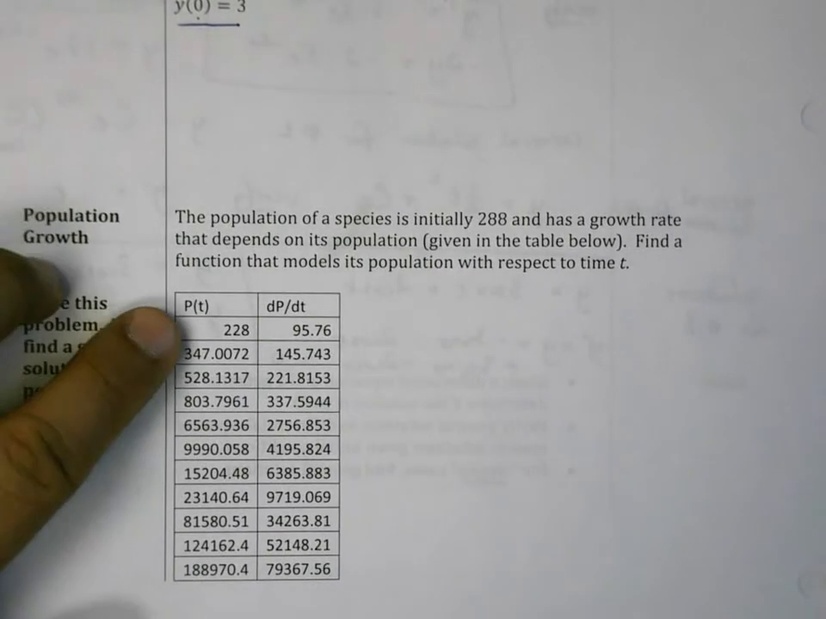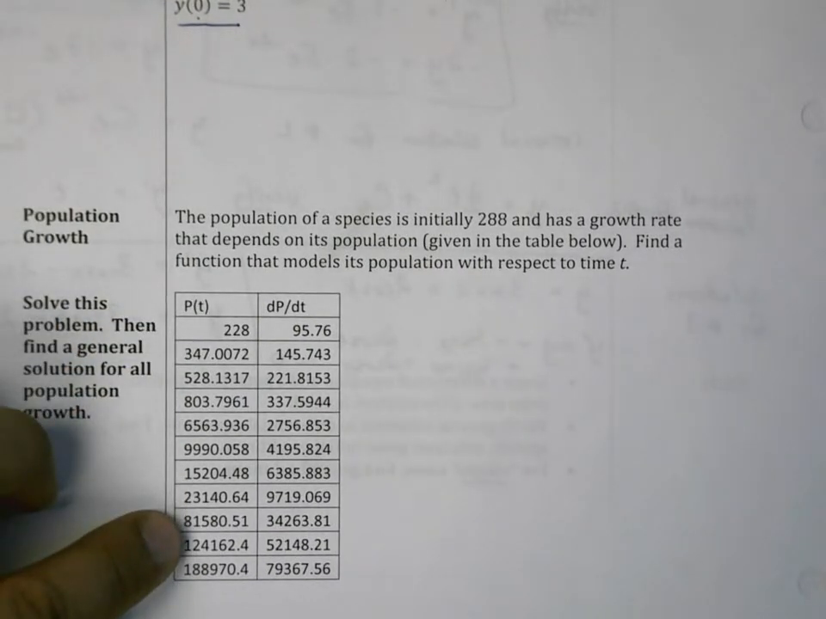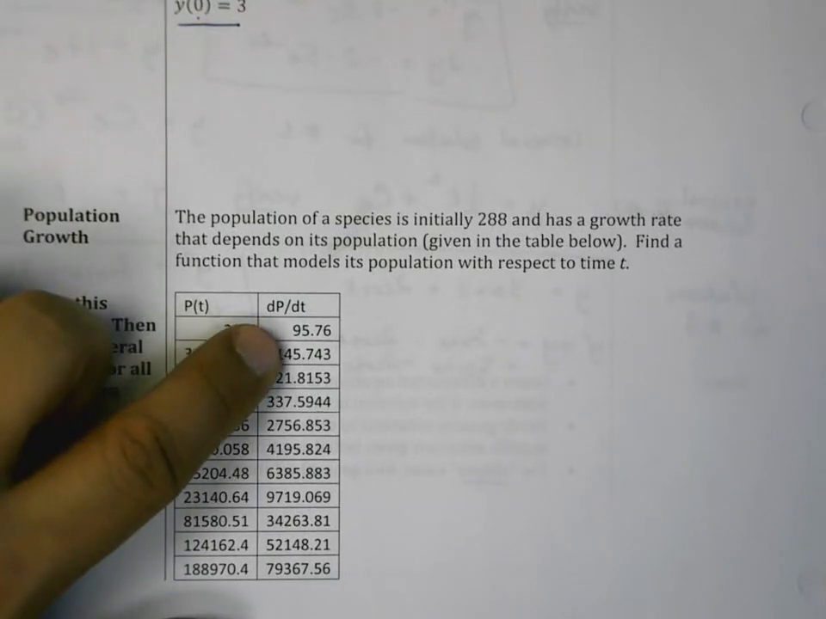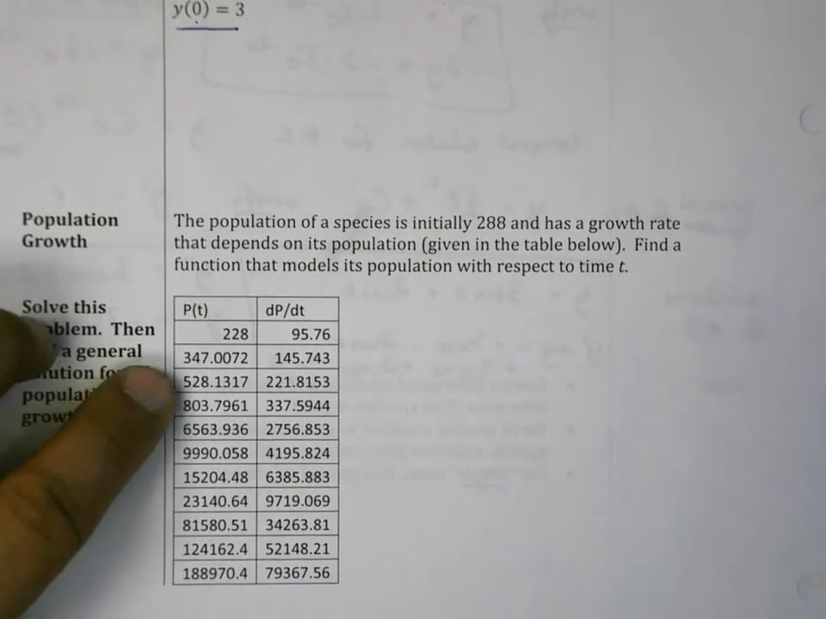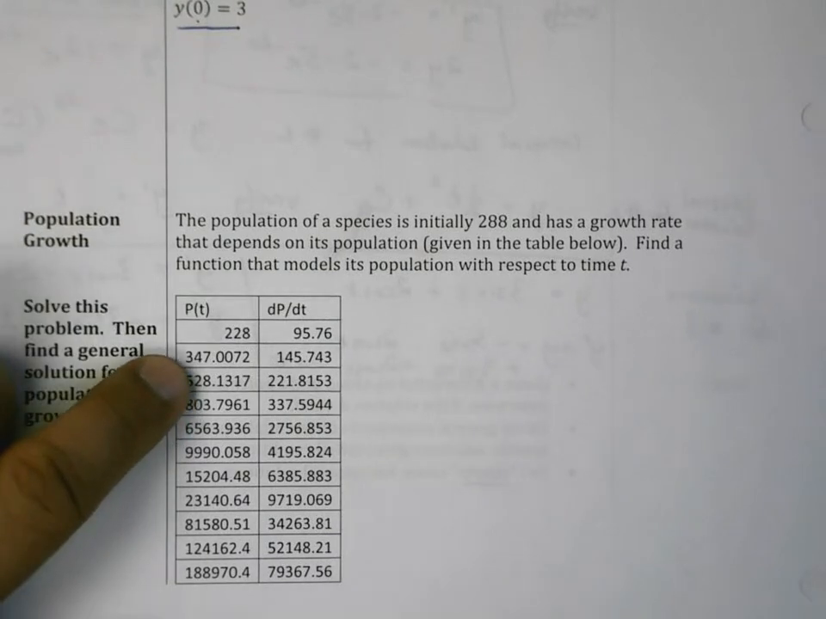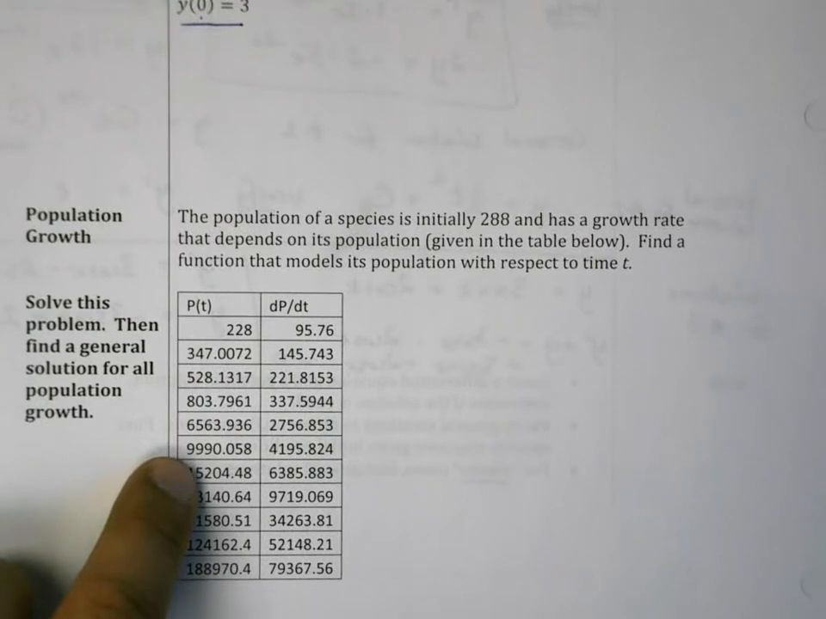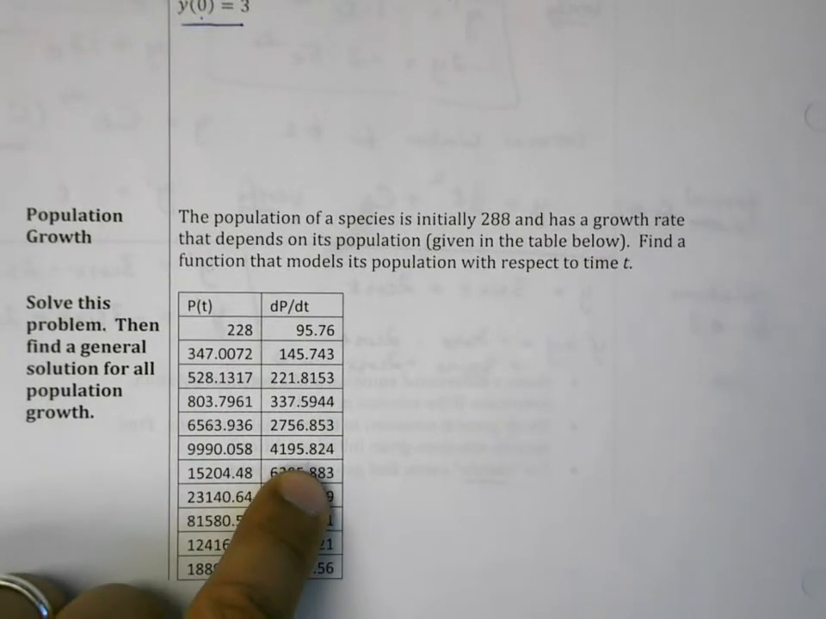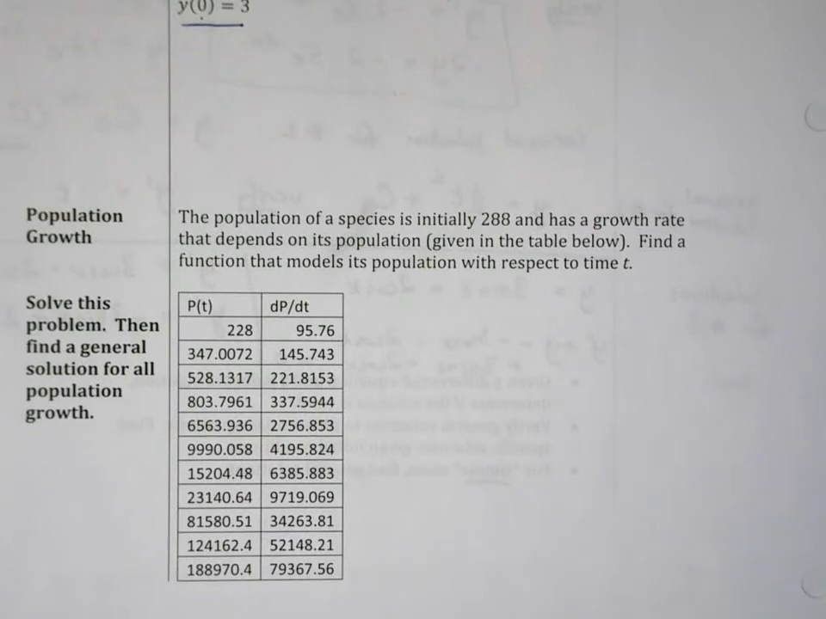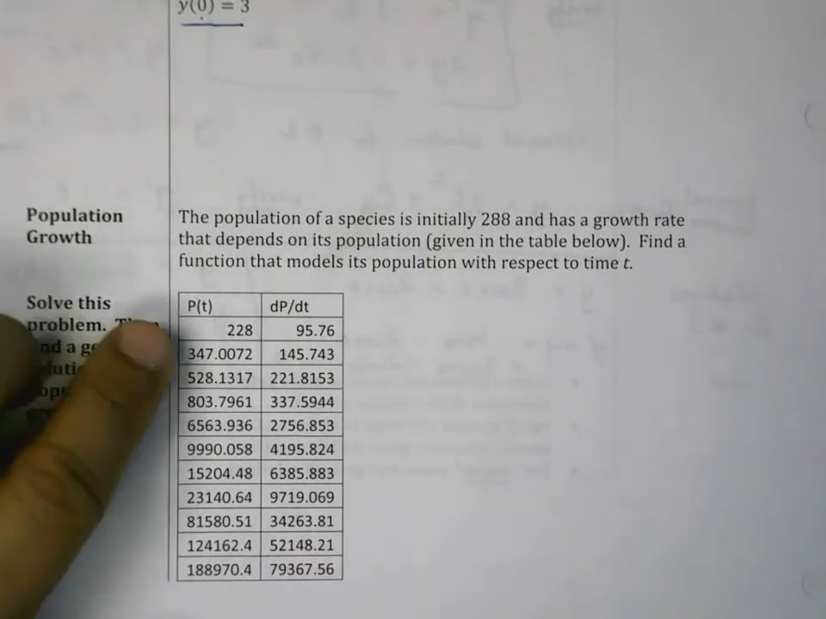So this one column here is the population of the species. On the other side is its growth rate at that point. So you can see here that when the population is about 347, this is how fast it's growing. When it's about just a little bit under 10,000, this is how fast it's growing. So in other words, like all biological populations, the more that you have of the species, the faster that it's going to grow.